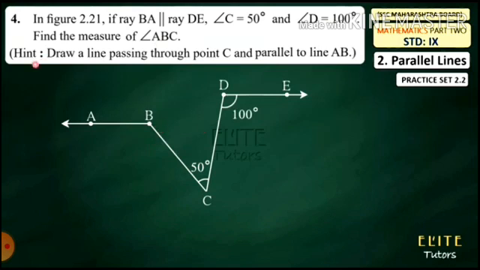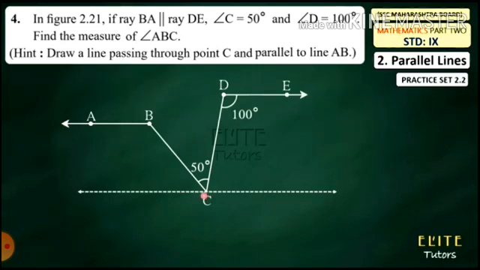So here students, a hint is given. Draw a line passing through the point C and parallel to line AB. We want to draw one line which is passing through the point C and parallel to AB. So we will draw one straight line, on both sides, right hand side and also left hand side, denoted by dots, because whatever other ray or line we add in a figure, we will denote as a dotted line.